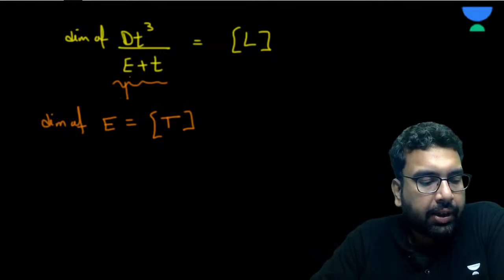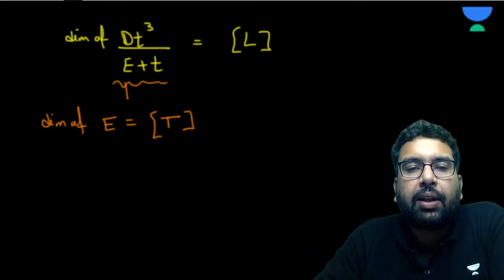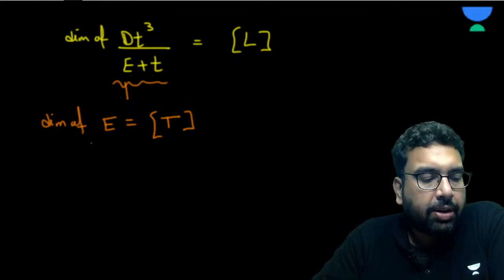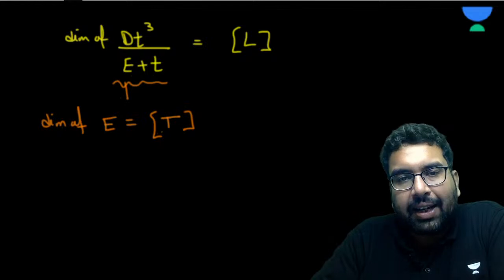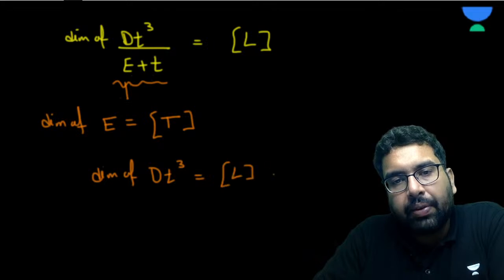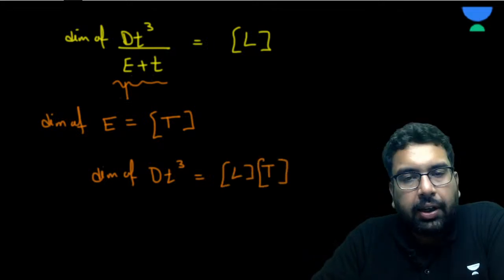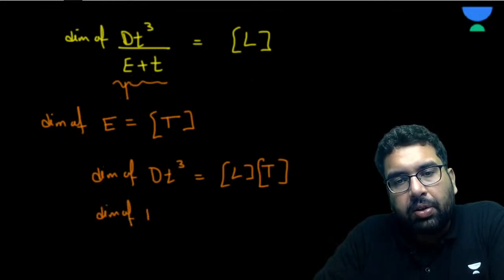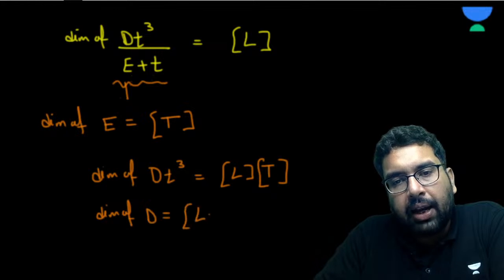Okay, so see, since E is added to T, E and T can only be added when they have the same dimension, isn't it? So the dimension of E is T, right? So the dimension of this whole thing is T. So can I write the dimension of dt cube is going to be equal to LT, right? Because the dimension of this whole thing e plus t is T only. So from here we can have the dimension of D and it will be L T minus 2, isn't it?